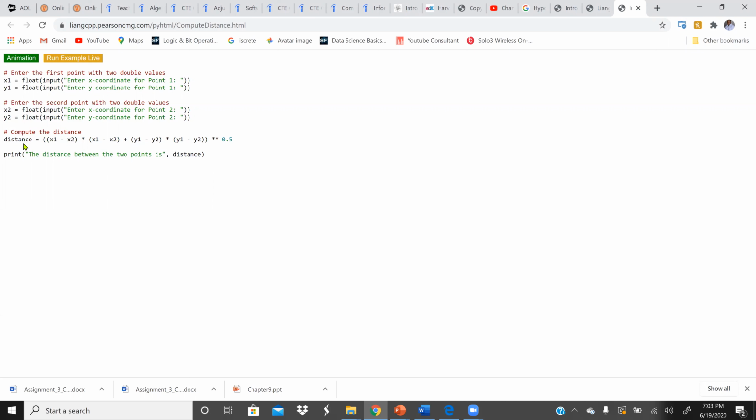So again, here we have our 2 inputs. The input are the 2 points. Each point has X and Y coordinate. So first point is X1 and Y1. Second point is X2, Y2. Then we have the processing, the formula to find the distance between the 2 points. Then after we get our result, we print it out. So here we have input, processing, then output.